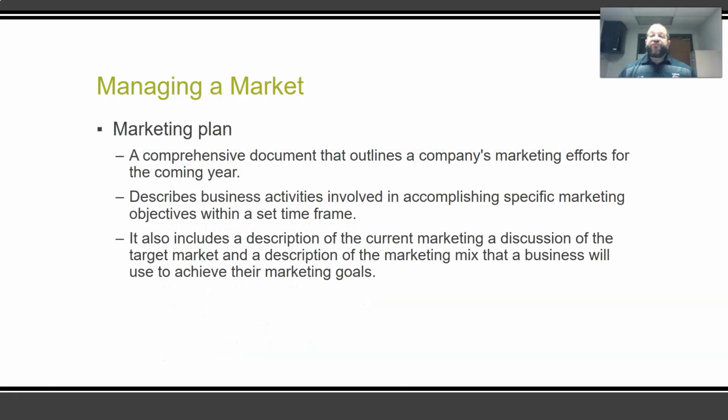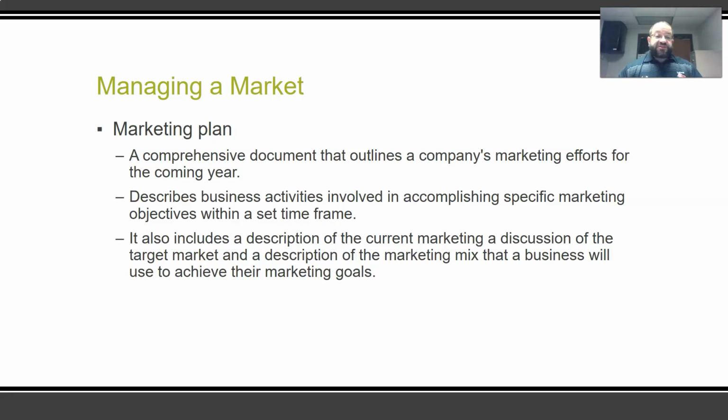So every business needs to have a marketing plan, not just a business plan, but a marketing plan. How are you going to market something? Now, that marketing plan can be for a product, for a service, for the whole business itself. It really depends. And some businesses have multiple marketing plans in action, right? So a marketing plan is a comprehensive document that outlines the company's marketing efforts for a specific time. It could be a couple months, a year, or a little bit longer, right?